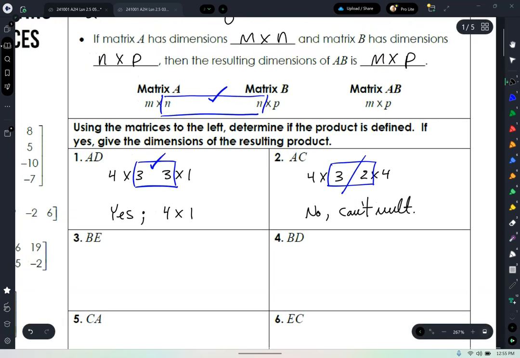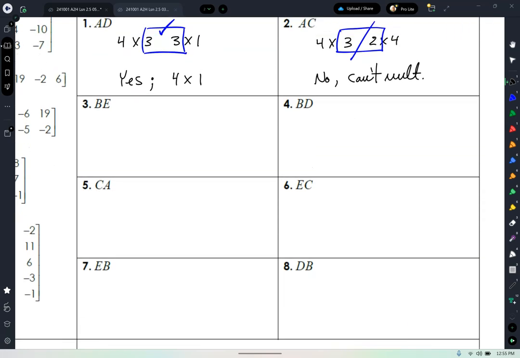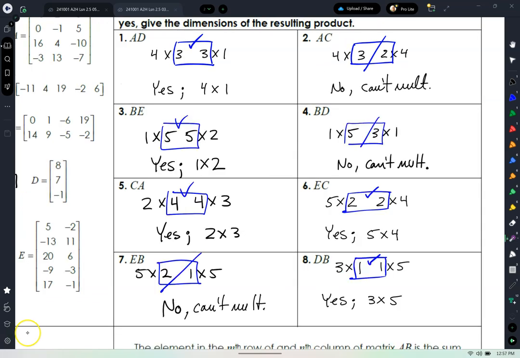All right. I'm going to give you about 2-3 minutes. I want you to finish up 3 through 8. All right, 3 through 8. Either you can or can't multiply them, identify the dimensions, and notate it accordingly. Should have come up with right there.